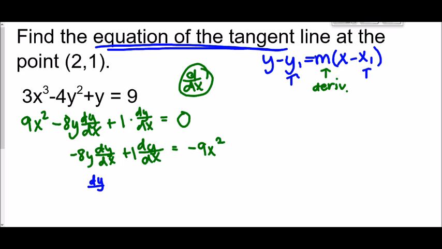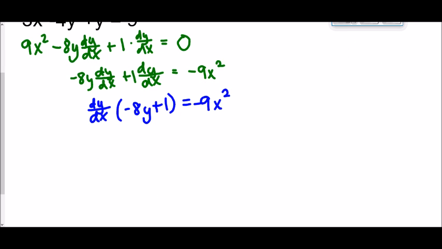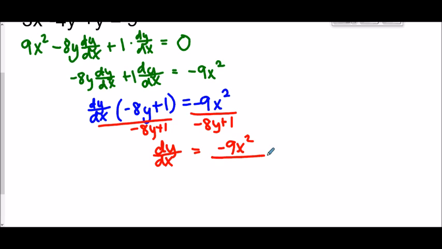Factor out dy dx, and we have negative 8y plus 1 and negative 9x squared left over. So what we need to do is divide both sides by negative 8y plus 1. So dy dx is negative 9x squared all over negative 8y plus 1.